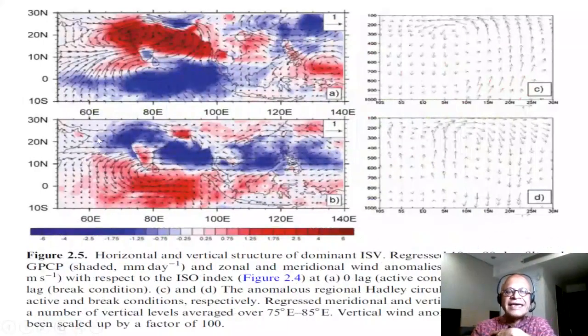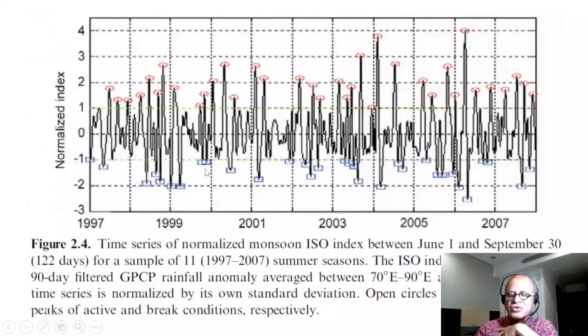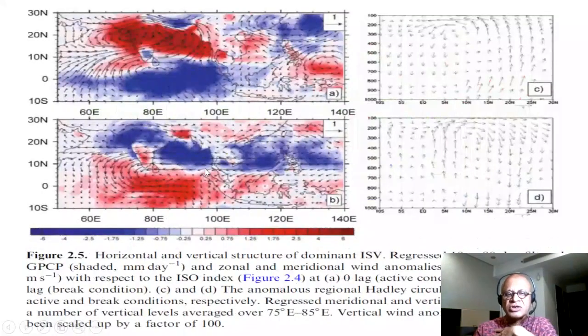As for the scales, you can see the vertical and the horizontal scales and structures here. So this is the horizontal and vertical structure of dominant intraseasonal variability. We regress 10 to 90 day filtered GPCP and zonal wind and meridional wind anomalies at 850 hectopascals with respect to the ISO index from here. So you regress that to extract the structures. Again, the explained variance may be very low, but they still give process insights.